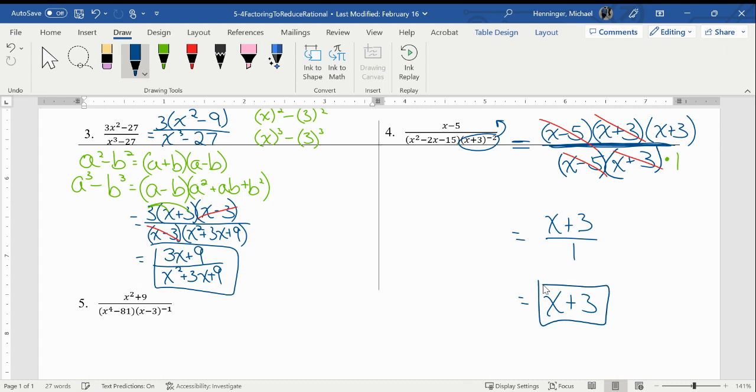And I don't know about you guys, but I would much rather work with x plus 3 than that very original expression with all kinds of crazy business going on.